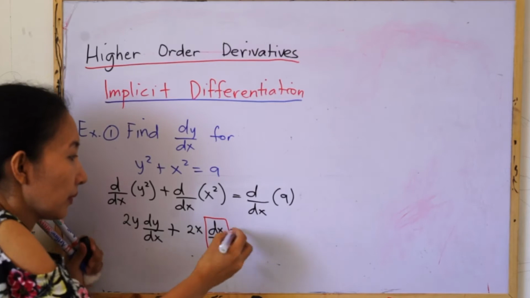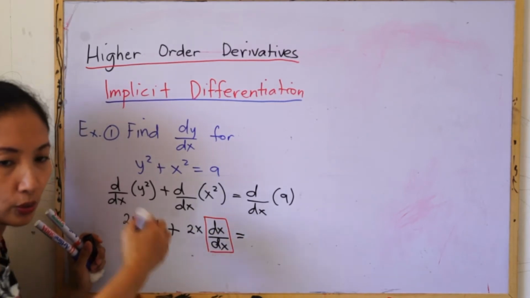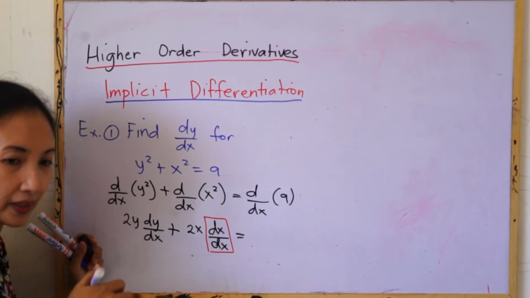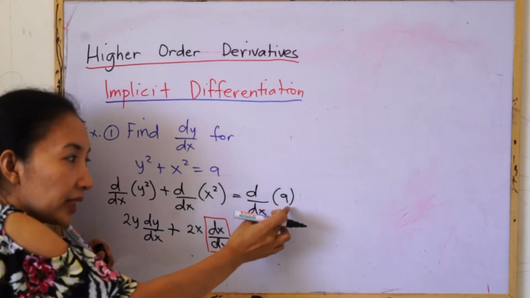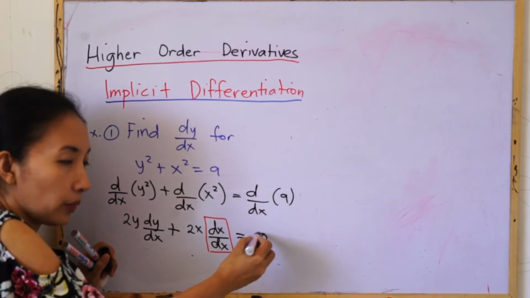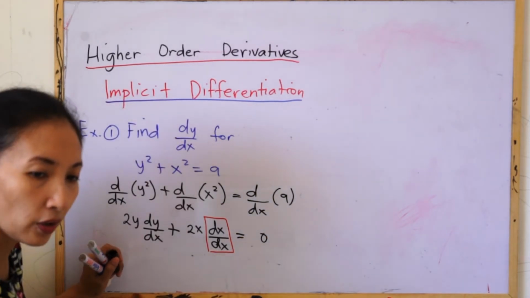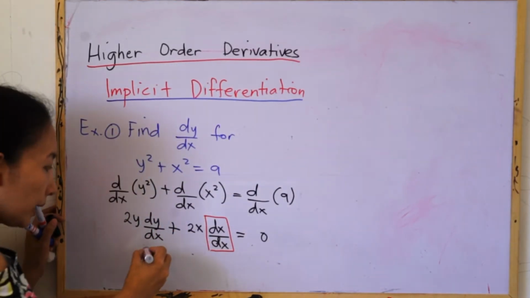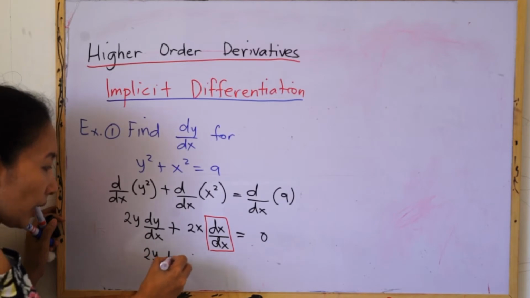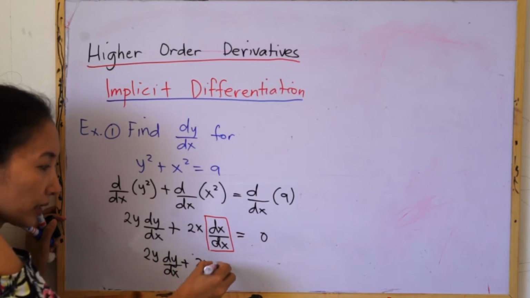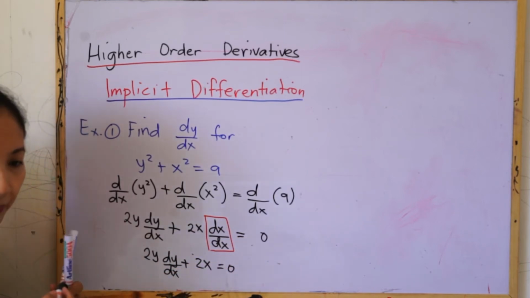Equals, later you don't have to show this step. You can proceed right away to the third step that we shall be writing in a while. And derivative of 9, which is a constant, is 0. Okay? Derivative of a constant is 0. So simplifying it further, 2y dy over dx plus, what will this be? 1. So 2x equal to 0.